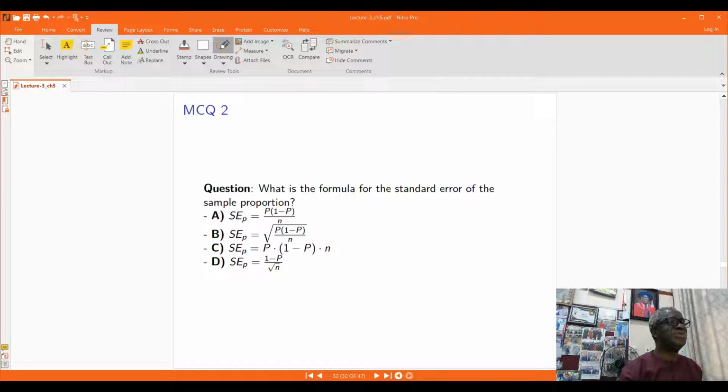Let's move to question two. What is the formula for the standard error of the sample proportion? That's the formula for measuring the variability of the sample proportions. So this is question two. Again, it appears the consensus is around B. That's a good one.